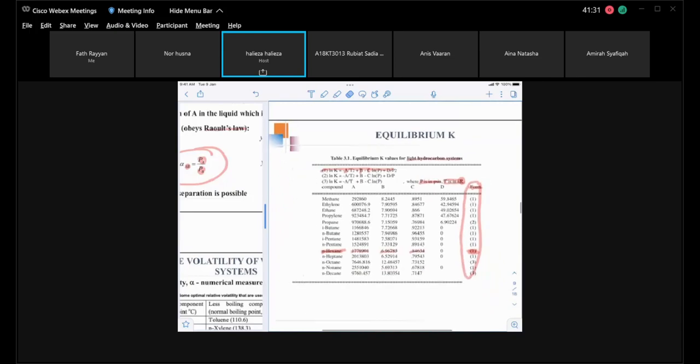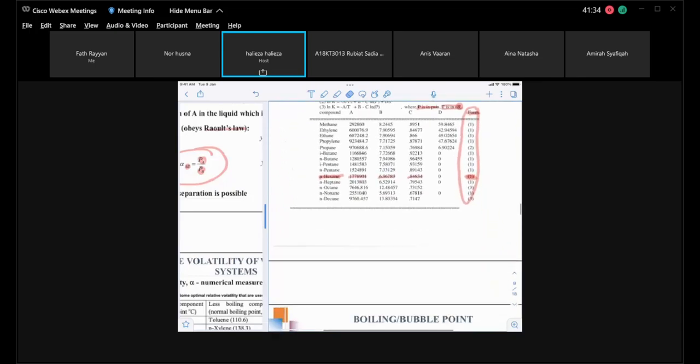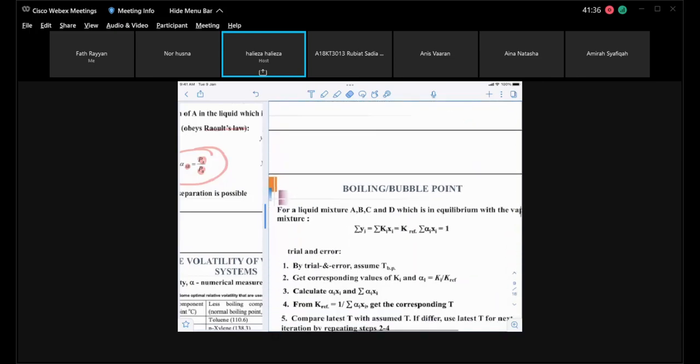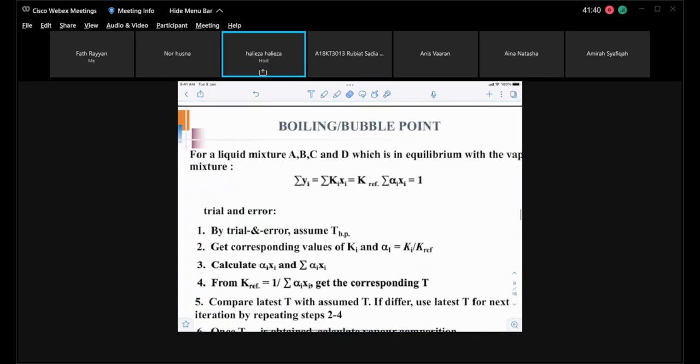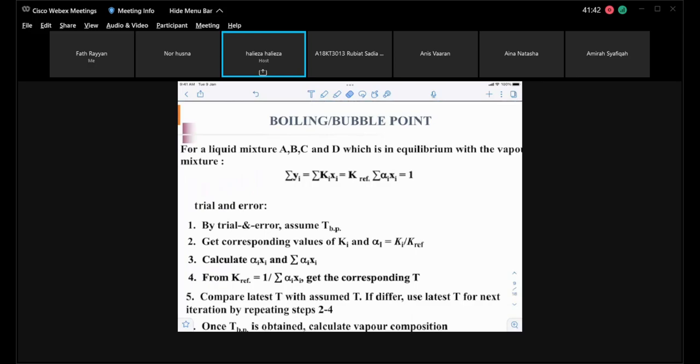Before you can proceed to do that, you need to know how to calculate the dew point and the bubble point. The bubble point is for the bottom product, because they are mainly liquid in the bottom product. And for the top product, which is the vapor coming out from the top of the column, from that vapor you need to calculate its dew point.